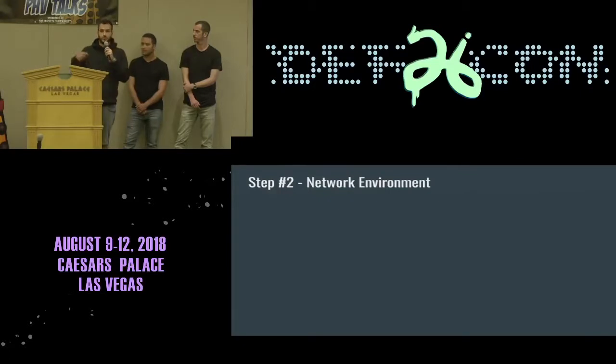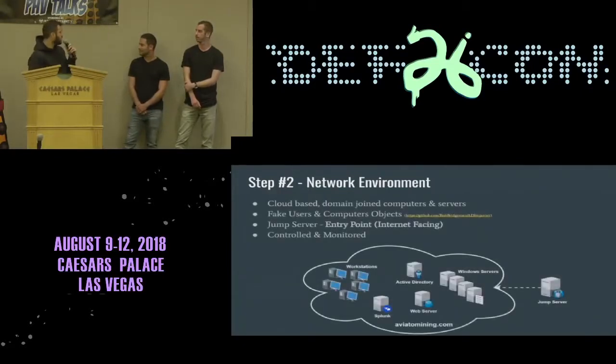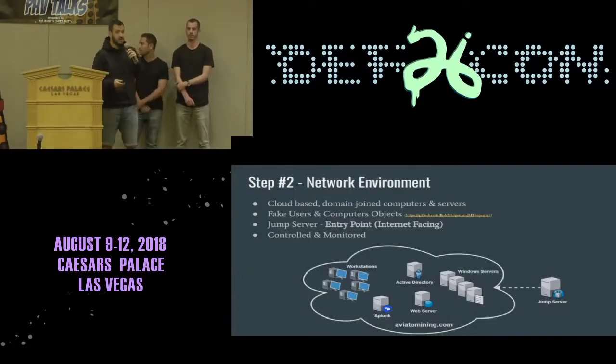The next step was to create a computer network for Aviato Mining. So we chose a random cloud provider. We created servers and computers. They were all joined to an Active Directory domain. We had computers and user accounts that were part of the domain. And we added a jump server, theoretically for users to use from home, but actually we wanted attackers to compromise that server and then move on to lateral movement in our network.